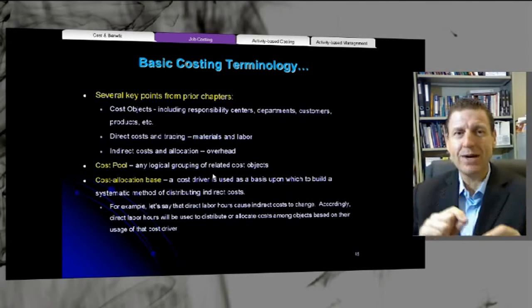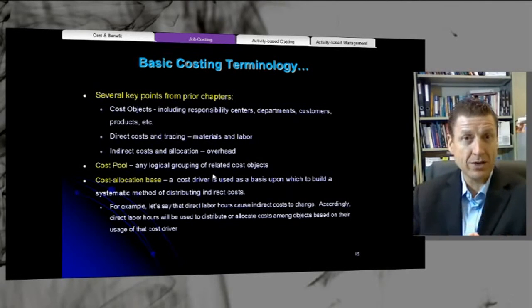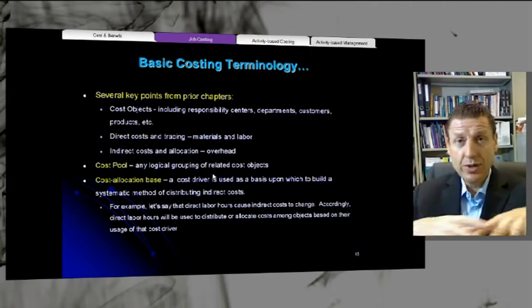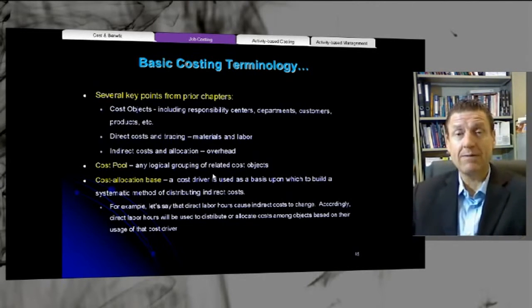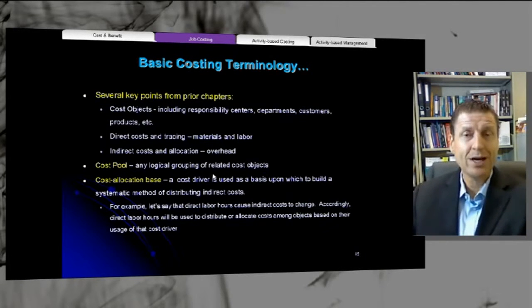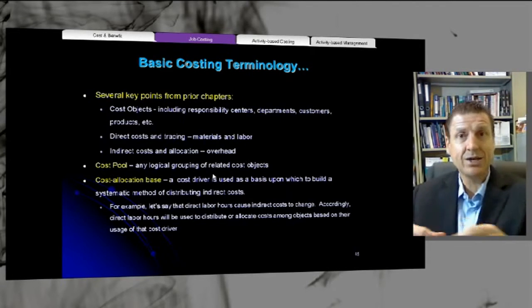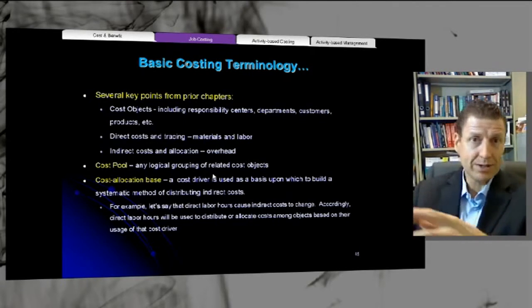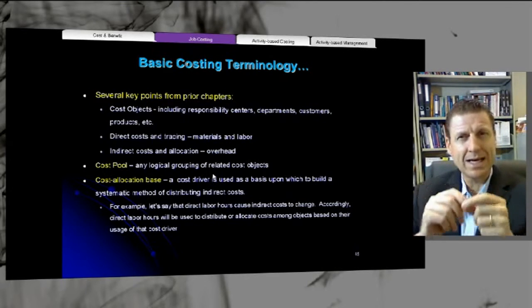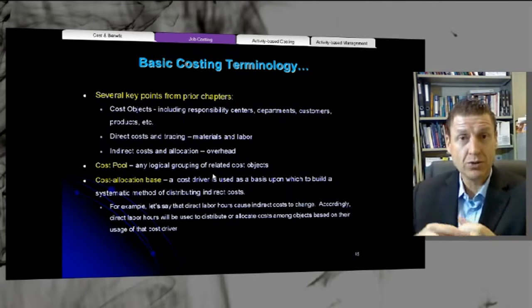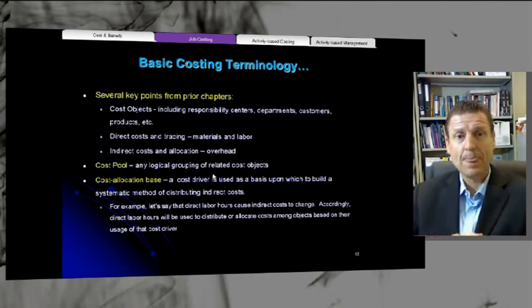So keep this in mind. We've got the cost pool, that's a logical grouping of related cost objects, and then we've got a cost allocation base. So we use machine hours. Do we use square foot space of the factory? Do we use machine investment, or do we use material costs? For example, in the jewelry industry, you may allocate more costs to gold bracelets than you do silver bracelets. Why? Because the gold is worth more, and that's an example of allocating on material costs.